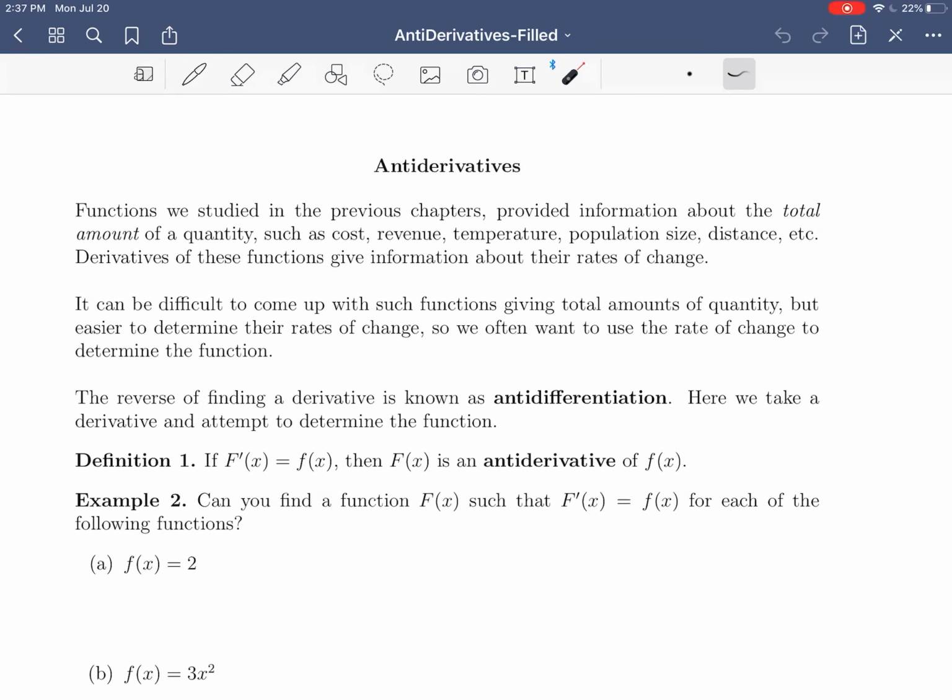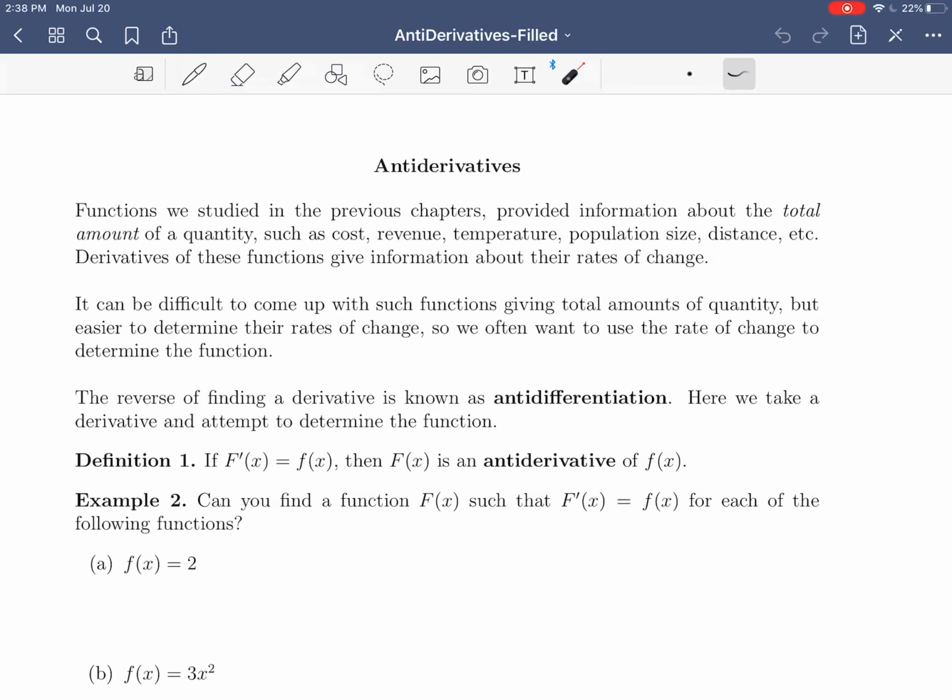This can be useful because in previous videos, our functions provided the total amount of some quantity: cost, revenue, temperature, distance, etc. But derivatives give their rates of change. Sometimes when you're trying to model a given scenario, it's hard to find the total amount of the quantity, but it might be easier to determine their rates of change, or to predict how the rate of change is affected by certain things. So because of this, sometimes the antiderivative is actually a more useful tool for us. So that's why we're going to study it here.